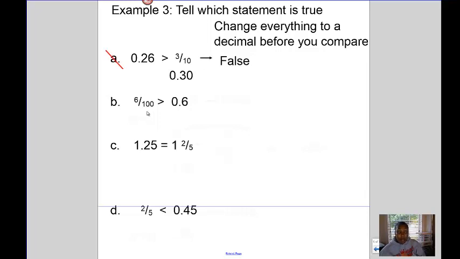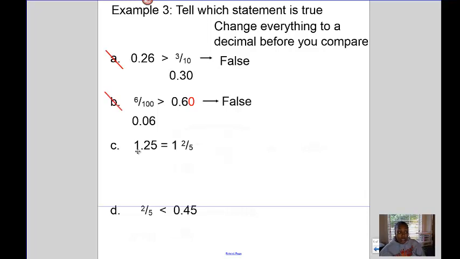So now it's time to look at B. So I have 6 hundredths, and I want to know if that's greater than 6 tenths. Well, 6 hundredths as a decimal would be 0.06. And then 6 tenths, well, this is going out to the hundredth place, so I want to put that 0 on the end so I can make that better comparison. And so now it's 60 hundredths compared to 6 hundredths. And they're saying that 6 hundredths is greater than 60 hundredths, but we know that's not true. That's false. So it's not B either.